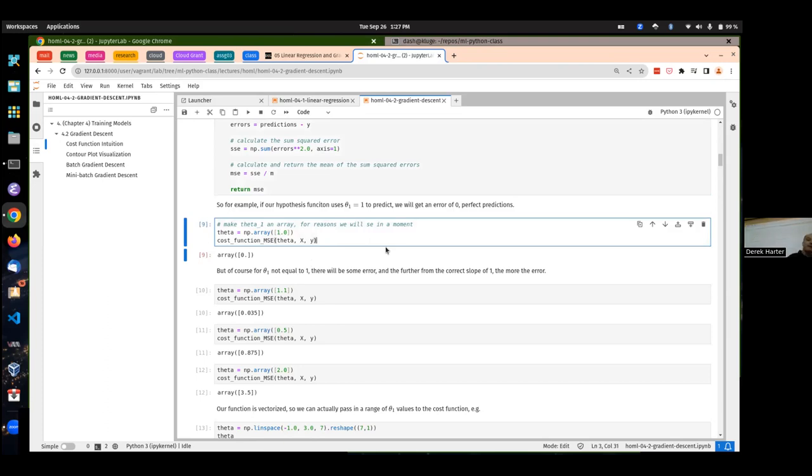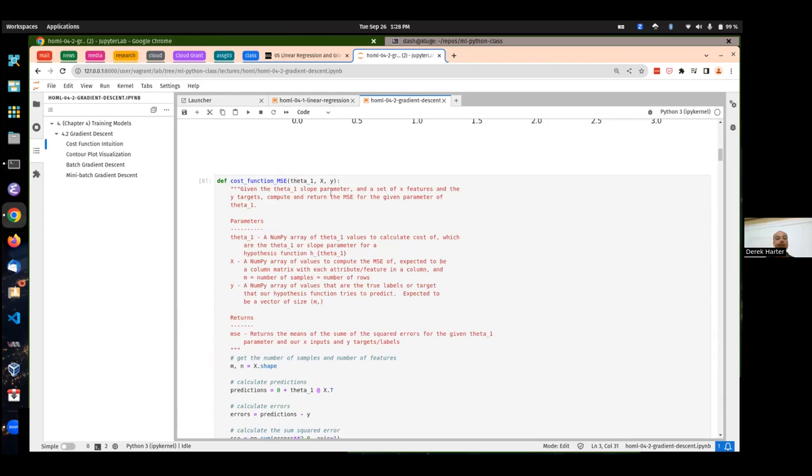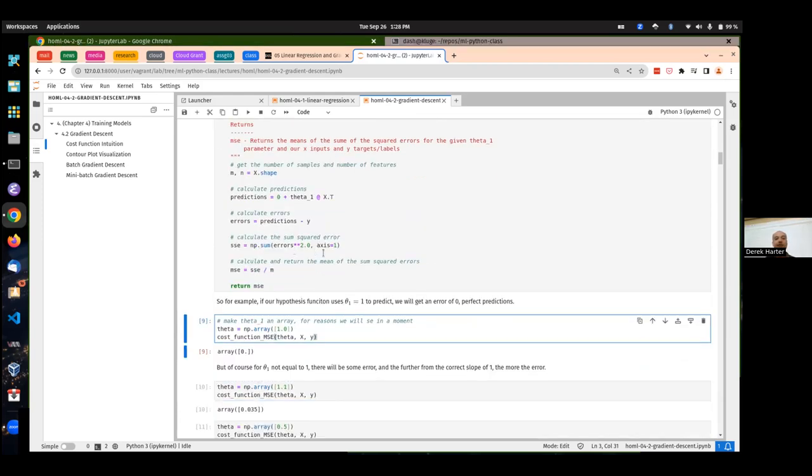So this works in a vectorized way. If you look at what we do here, we're calculating the cost the same way that we showed before. Given a theta, we calculate the y hat, or the predictions, as we call them here, using a dot product. Actually, we're doing a matrix multiplication now. We'll show why later on. And then the errors are really just the difference between our y hat, the predictions, and the labels. That's another thing we pass in, the correct labels. Then we square those, sum them up, and divide by m to get the root mean squared error.